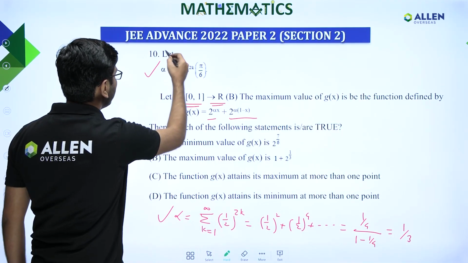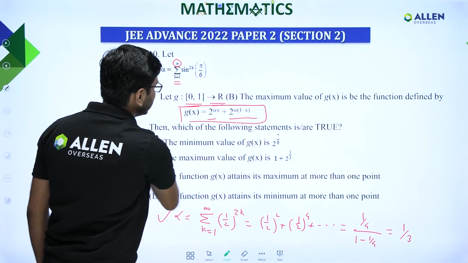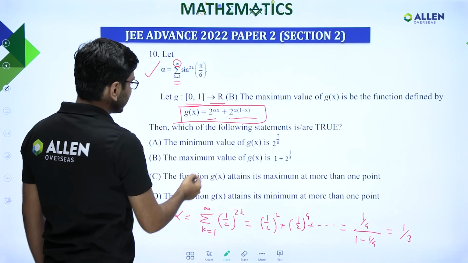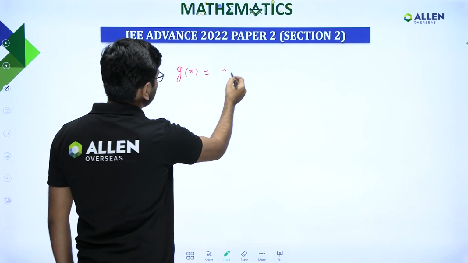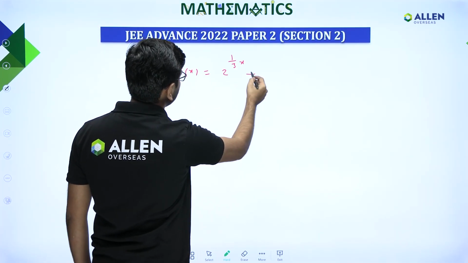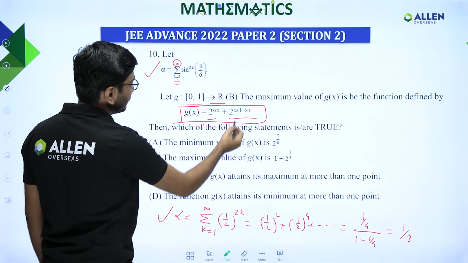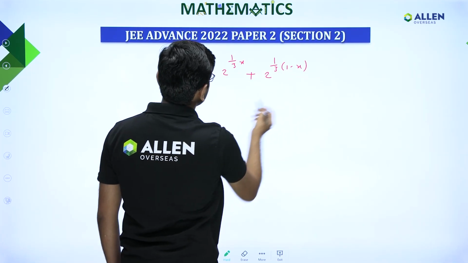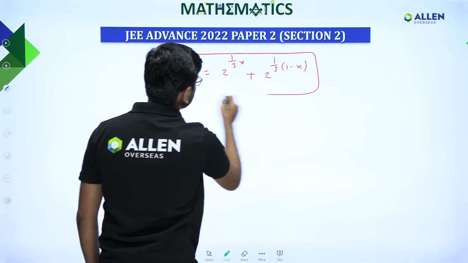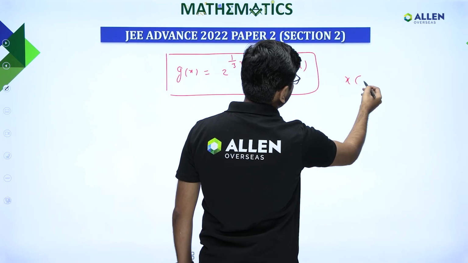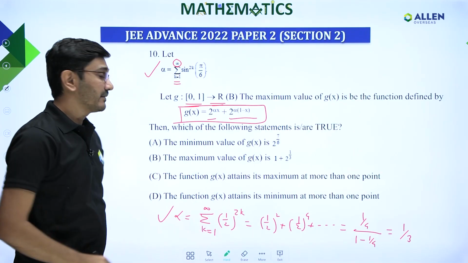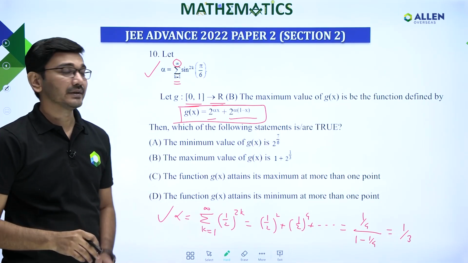So, as we got the alpha value, we can easily get the g of x function. So, let us see what g of x function is given. G of x given is 2 raised to alpha x, so it will become 2 raised to (1/3)x plus 2 raised to alpha into (1 minus x), which means 2 raised to (1/3)(1 minus x). So, this is our g of x, and this function is defined for x belonging to 0 to 1, and we need to check what its minimum value and maximum value are, that is what they are asking.